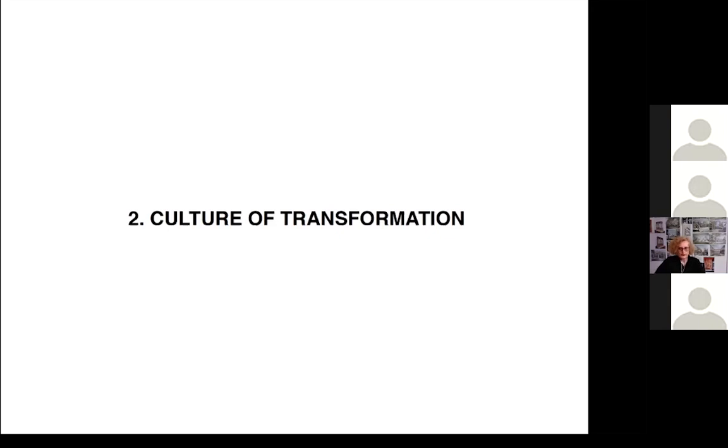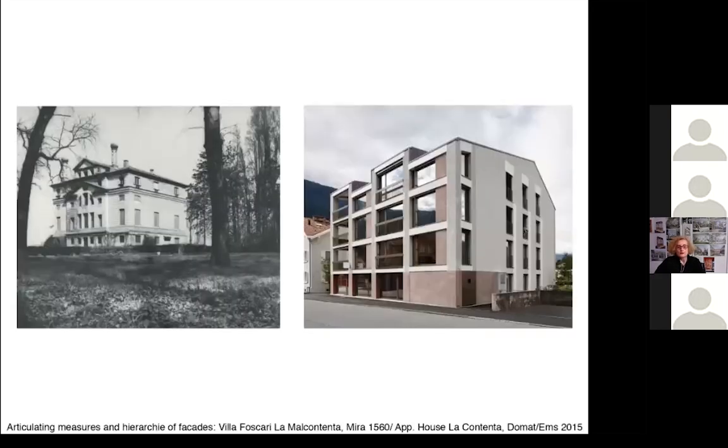Such a culture of transformation is based on memory and cultural history, while at the same time actively taking aim for renewal. So continuity and change are entangled very closely. Next, please. I'll try to give an impression of how I see the transformation term by making a few points concerning how Palladio's design approach in general and his Villa Malcontenta in particular inspired me when I was designing the apartment house La Contenta.